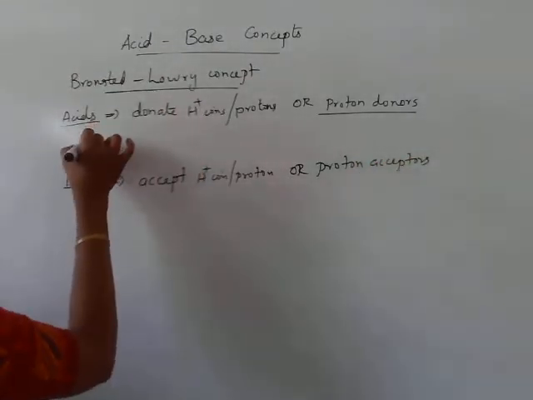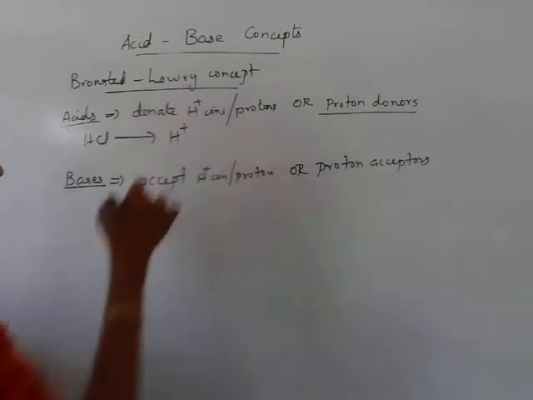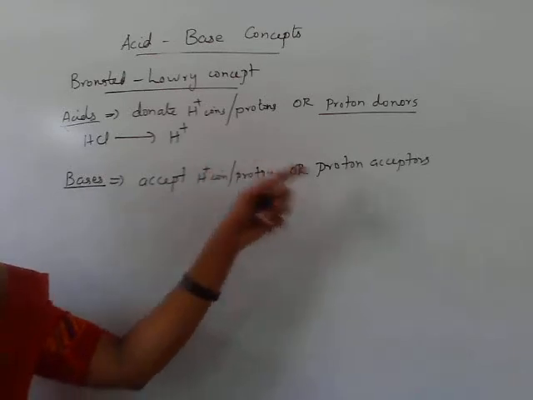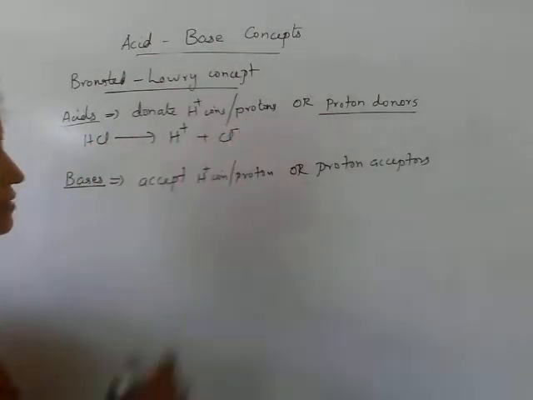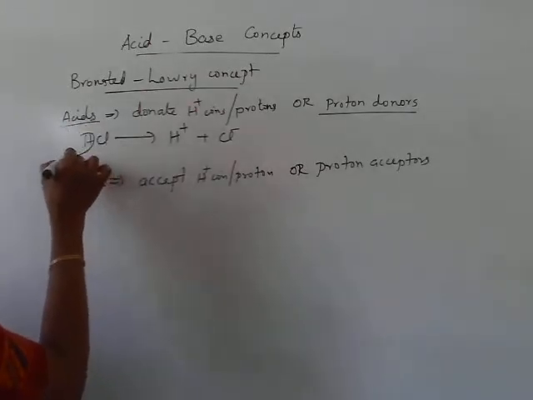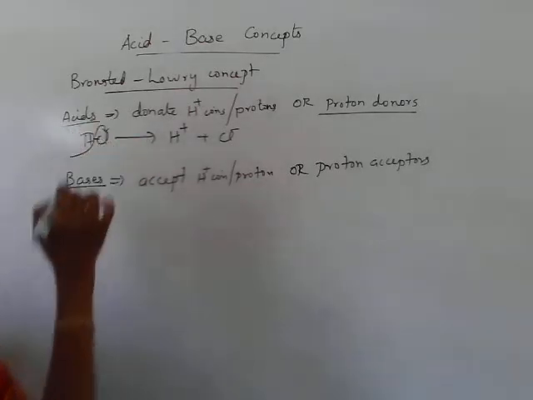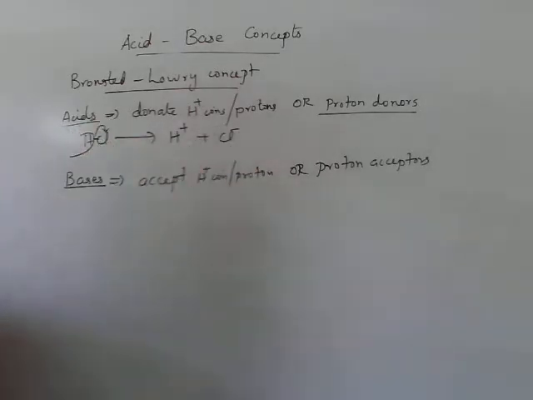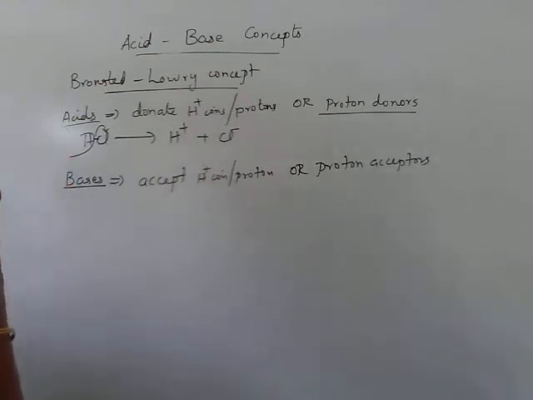Example, HCl. HCl is a Bronsted acid because HCl can donate H plus ion. HCl is an H plus ion donor. After donating H plus ion, HCl becomes Cl minus, because this hydrogen atom is removed without electron. So the electron which was shared with the hydrogen atom will remain on the chlorine atom, hence chlorine becomes negative. HCl is a Bronsted acid.